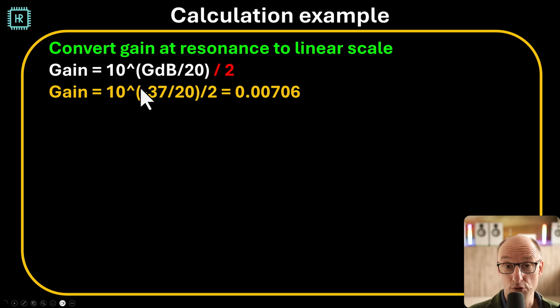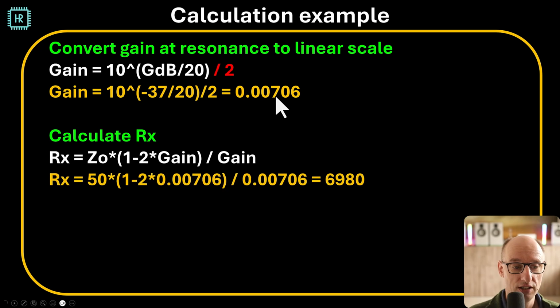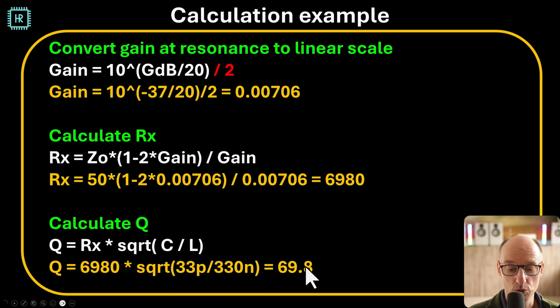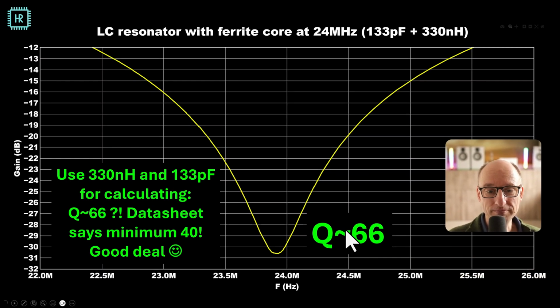I've already given you the formulas a little while back, and now I'm just going to show you a calculation example. So we got minus 37 dB, so that's what we fill in here for the GdB, and if we calculate that, we get a gain of 0.00706. Now we can plug that into the next formula to calculate Rx, which is 6980 ohms. We plug in the gain in 2 locations and calculate it. And after that we can calculate the Q, which gets to 69.8. So that's roughly equal to the 70 that I just showed in that diagram.